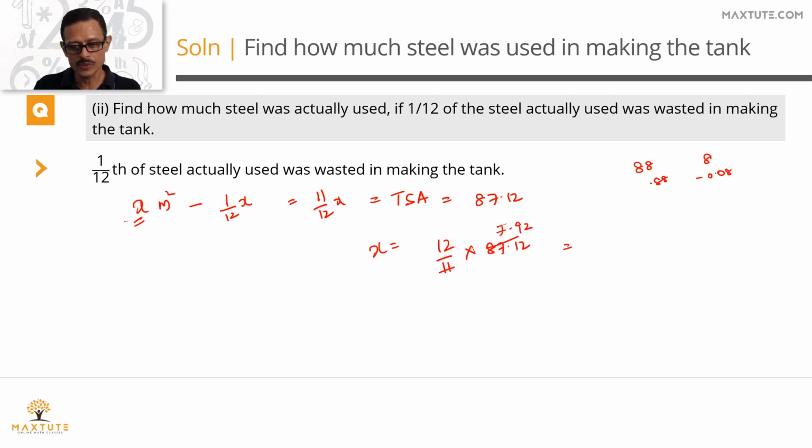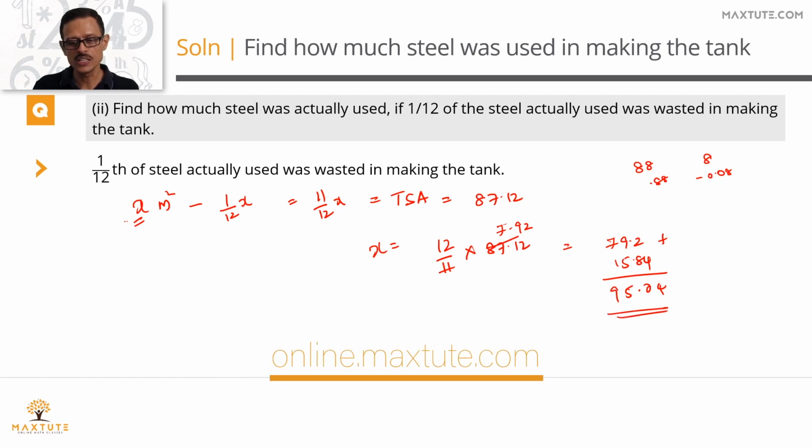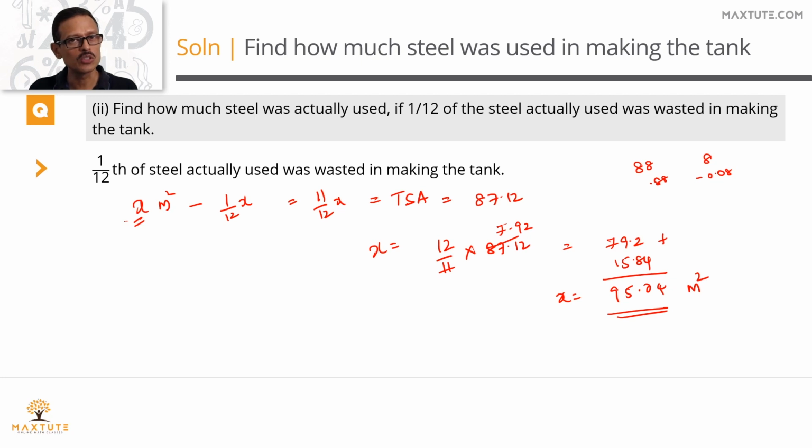12 into 7.92 is nothing but 10 into 7.92, which is 79.2, plus 2 times 7.92. 2 times 8 is 16. 0.08 lesser, which is 0.16 lesser. So that's going to be 15.84. So this will add up to a 4. 8 plus 2 is 10. We are left with a 1. 10 plus 5 is 15 and then 95.04. So x equals 95.04 meter square, which is the total amount of steel that was actually used. How much was wasted? 1/12 of this was wasted. What finally became the cylinder is 87.12.